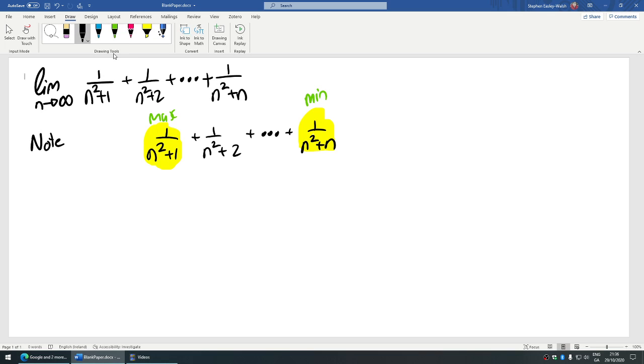So the sum of n numbers will be less than or equal to n times the biggest single number in that sum. And that sum will also be more than or equal to n times the smallest number in that sum, 1 over n squared plus n. So that means then here I'll just divide everybody by n.